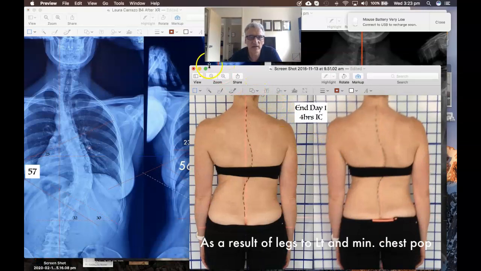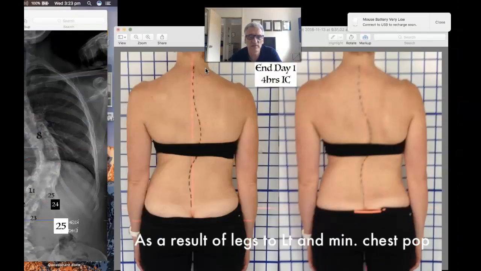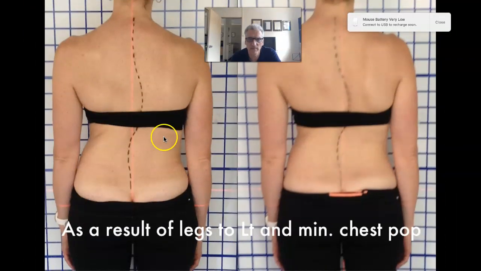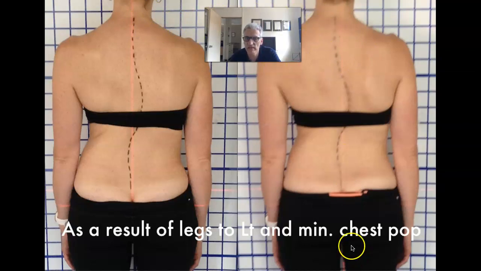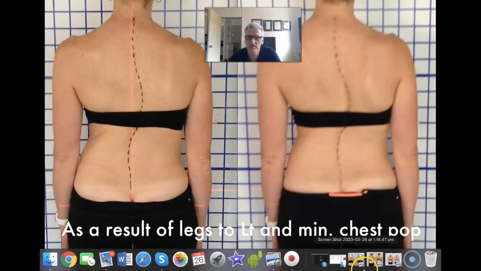So here we have the lady after the first day, 4 hours intensive care program, and we can see here that the spine has well and truly moved from the center of gravity line, which is the red laser line there. So the spine was off to the right, now it's well and truly over to the left here, and the waist curve has changed in its appearance as well. We'll take a closer look at that, but the whole spine has moved back to the center.